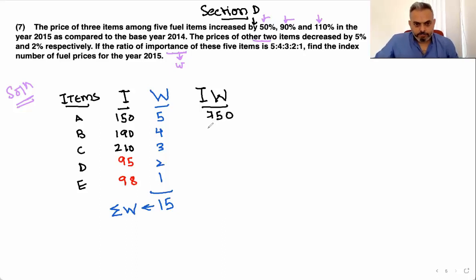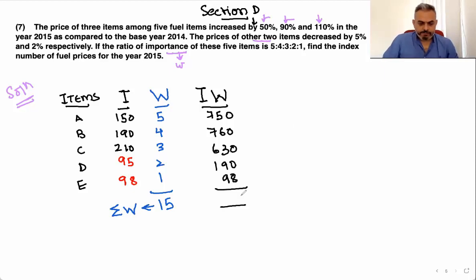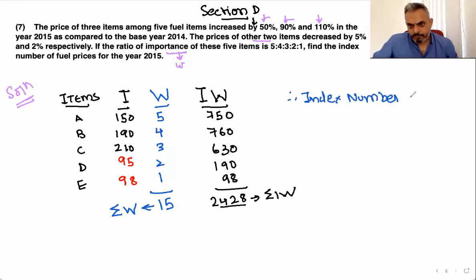750, 760, 630, 190 and 98. Two, 4, 2, 8. Is equal to sigma IW upon sigma W.